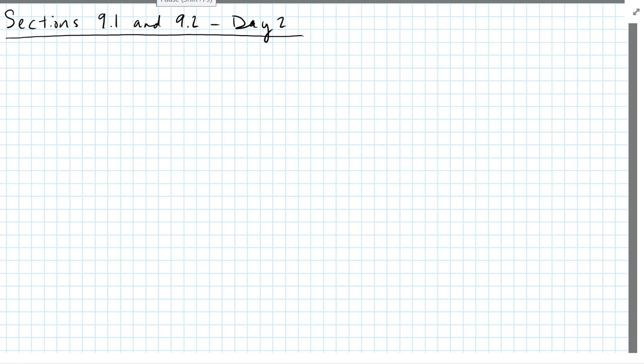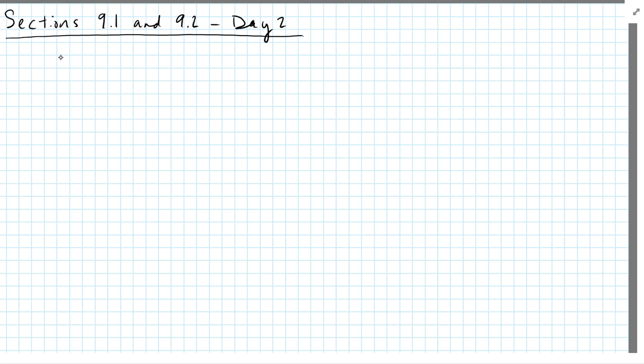Okay, today's lesson is a continuation. It's day 2 of section 9.1 and 9.2. It's just the introduction to sequences and series. You can't do series until you can do sequences, because series are sums of sequences of numbers. So basically a sequence is a list of numbers.